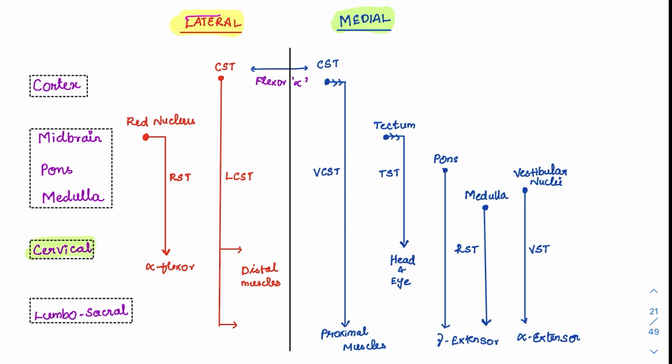It comes till the cervical level and it will control predominantly the upper limbs. So this is the cortex, then this is the midbrain, followed by pons, medulla and lumbosacral region.